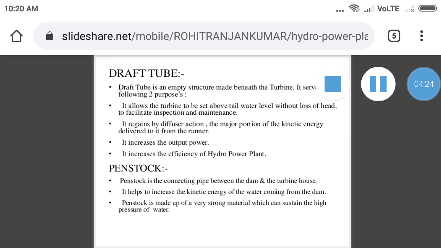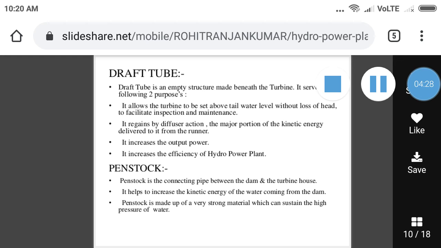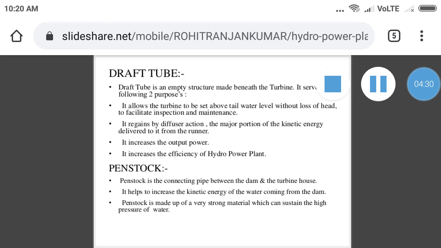Penstock. Penstock is the connecting pipe between the dam and the turbine house. It helps to increase the kinetic energy of the water coming from the dam. Penstock is made up of very strong material which can sustain the high pressure of water.